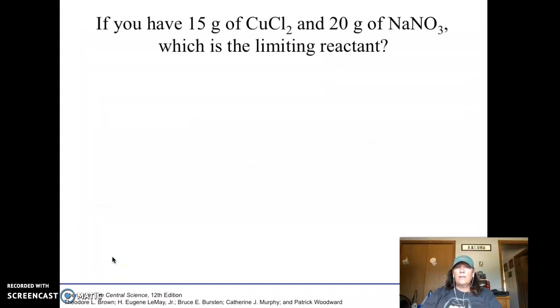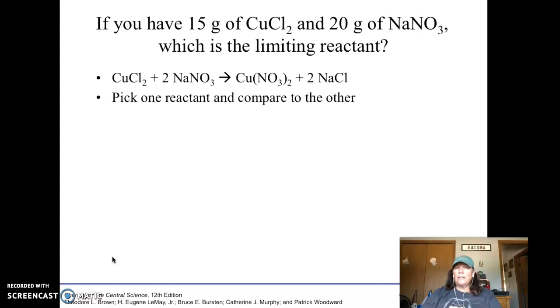Okay. Then I did another one, and what I did instead of ones over, well, I'll show it to you. Maybe this will look better to you. If you have 15 grams of copper chloride and 20 grams of sodium nitrate, which one's the limiting? Well, first thing you have to have is a balanced equation. You cannot do stoichiometry without it.